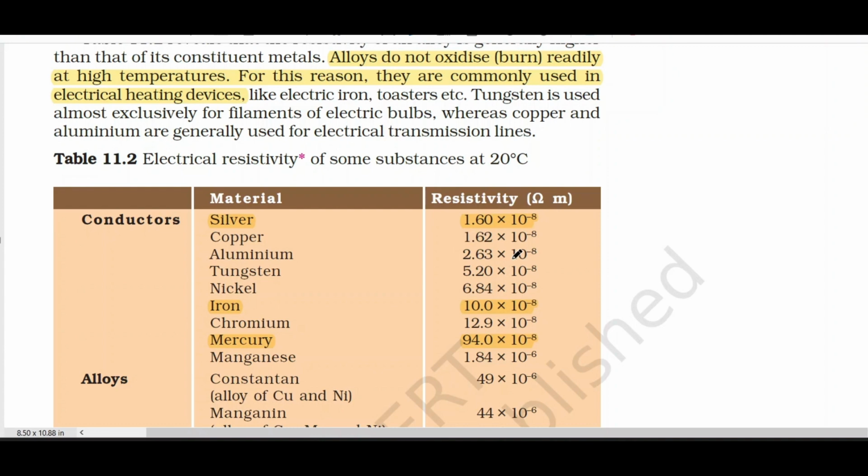To enable it not to melt at higher temperatures, we use alloys, right? क्योंकि वो higher temperatures पे burn नहीं होता, right? It does not oxidize, and that's why we use it in heating devices like electric iron या toasters.